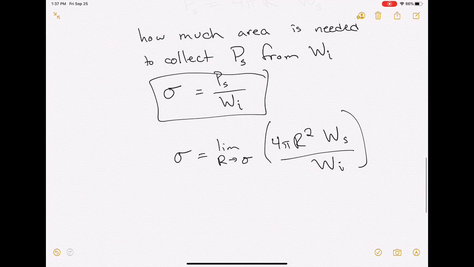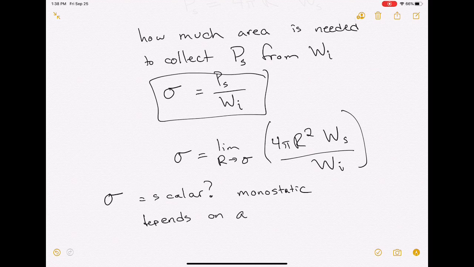It's important to note, I have one last thing to say about radar cross-section. Often the radar cross-section sigma is reported as a scalar, especially for monostatic situations. But it is not a scalar really. It really depends on the angles of incidence and of the angle of observation. So it depends on angle of incidence.